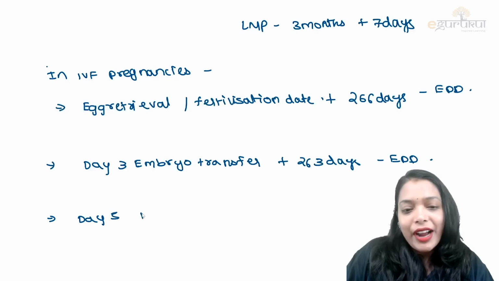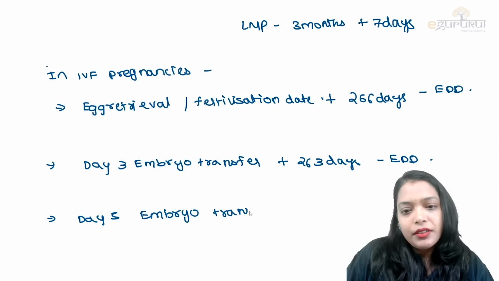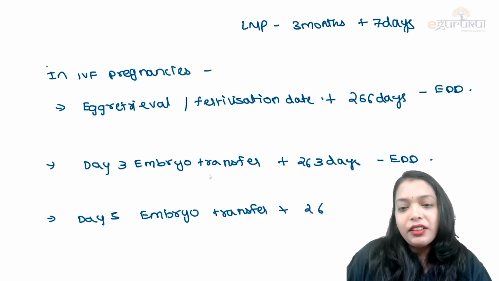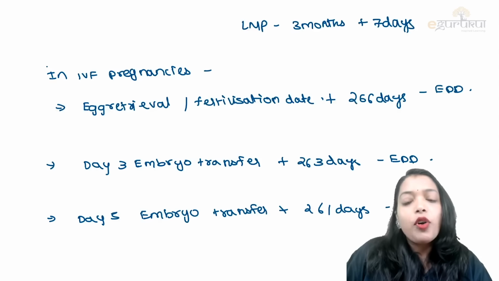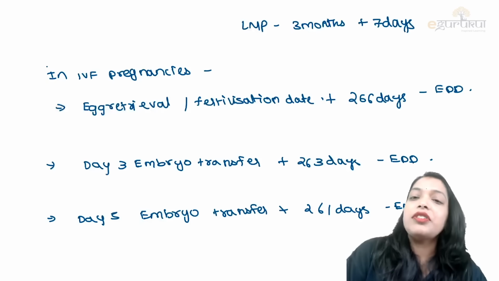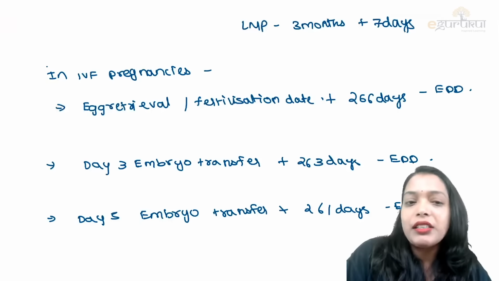If you are doing day 5 embryo transfer, so day 5 embryo transfer plus 260, you have to minus another 2 days. So 261 days will give you the expected date of delivery. I hope all of you understood this concept. So in IVF pregnancies, we cannot use Naegele's formula.